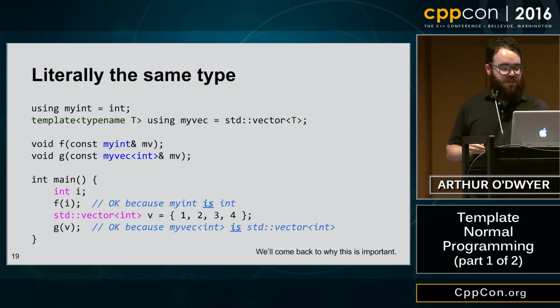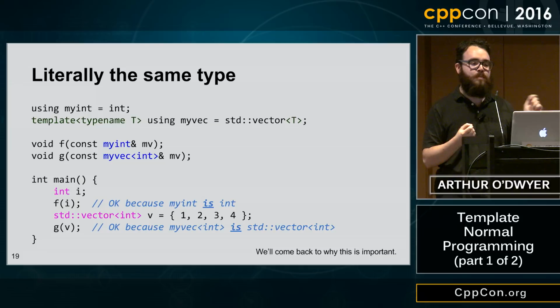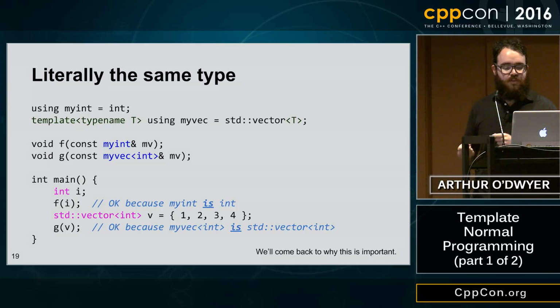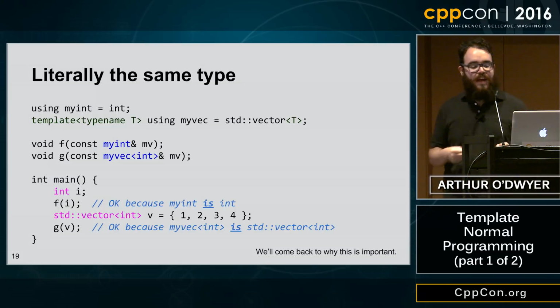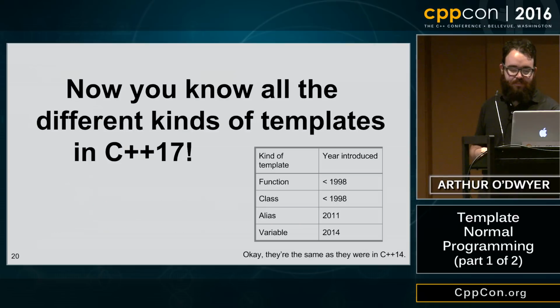So if I have this function f that takes a myint, which happens to be an alias for int, I can pass an int to it. Right? I have an int, I pass it to a function expecting myint, and it just works because they're the same type. Likewise, I can have a std vector of int, and I can pass it to a function expecting a reference to myvec of int. And it will just work because they're exactly the same type. One is not derived from the other. It doesn't have a member typedef that comes out something. They're literally just exactly the same type, as if you had used a regular alias to make them synonyms.